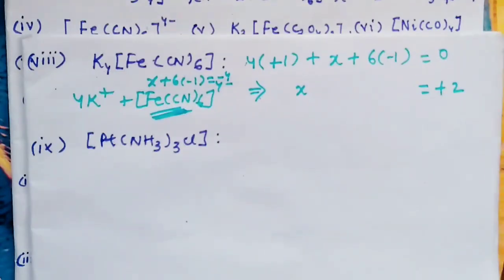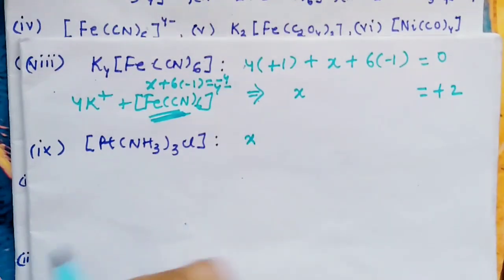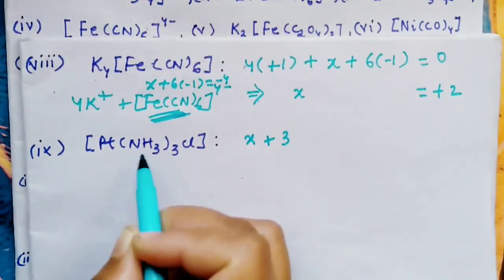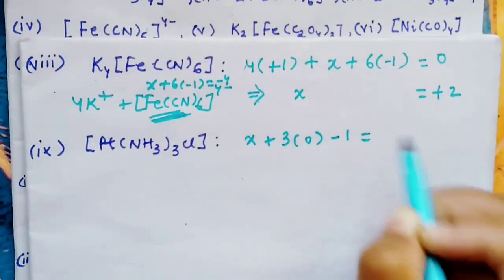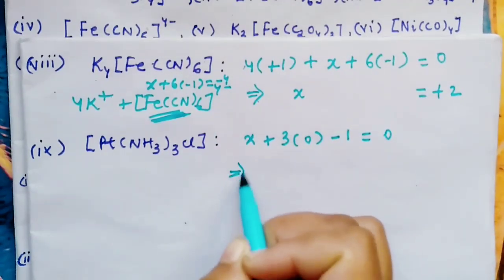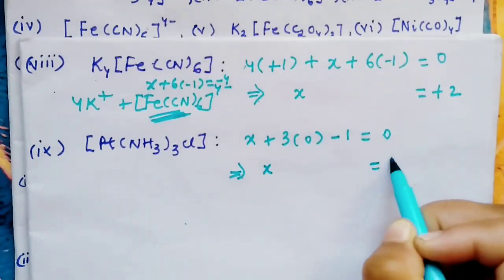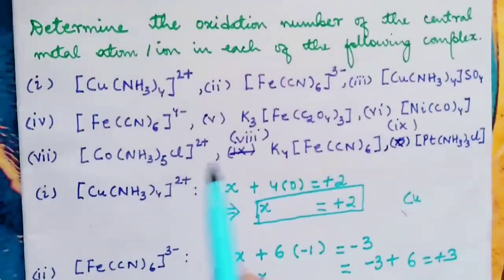Okay, we come to this one. We want to find for platinum, so let that one be X plus 3 into 0. For Cl it is minus 1, equated to 0. Here we don't have any charge. So what is your X? It is plus 1. So it is in this way that we are finding the oxidation number or oxidation state of the central metal atom or ion in these given complexes.